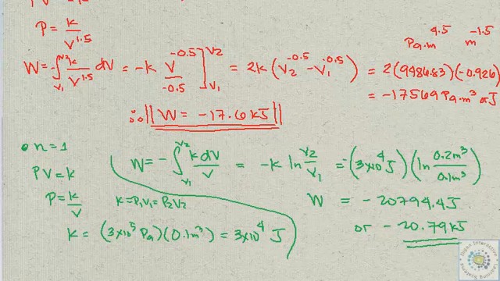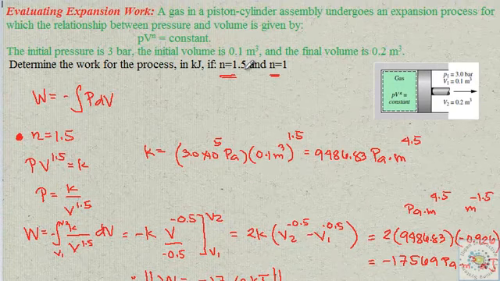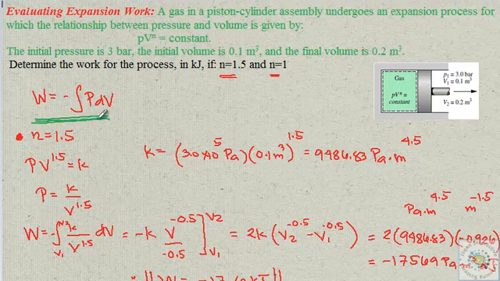So I hope that we've learned something on how to evaluate expansion work using the general equation for finding work during expansion of the control volume or the boundary, work is equal to negative PdV. Note that some books use work is equal to the integral of PdV only. That means they are using the old convention that work is positive when work is done by the system, and negative when work is done by the surroundings on the system. But we are now using the current convention, which is this one. Thank you.